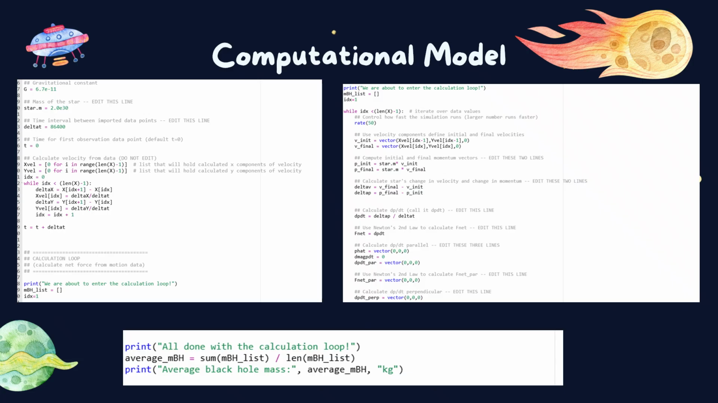So this is the computational model that I used to calculate the mass of the black hole. Here we can see that I'm using the initial velocity given and final velocity given to find the initial and final momentum by multiplying by the mass, and then I'm using dv over dt to find the net force, and then I'm using the parallel and perpendicular components to find the mass at each point. And then here I'm adding all the masses up and I'm dividing by the number of masses to get the average mass of the black hole.